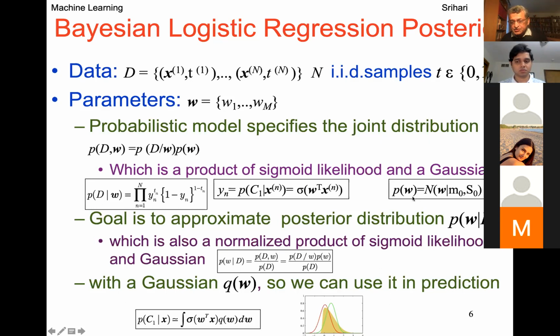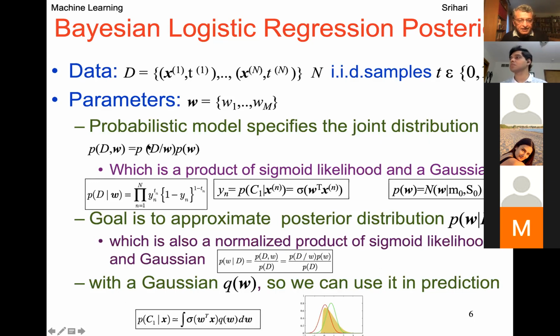So this says we are assuming that the weights have a normal distribution, with a certain mean and a certain covariance matrix, which we will assume to be very simple. That is the Bayesian approach. The Bayesian approach says I know something about the parameters. This is called the prior distribution, P(w).